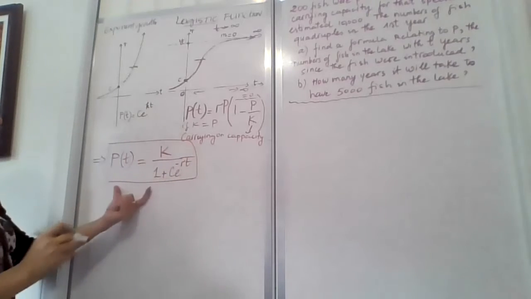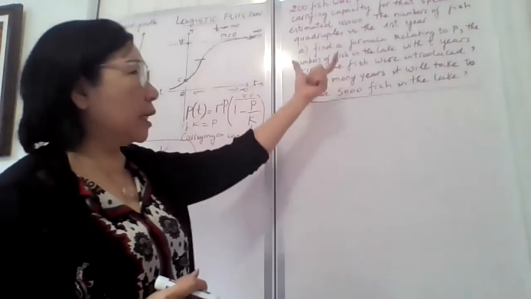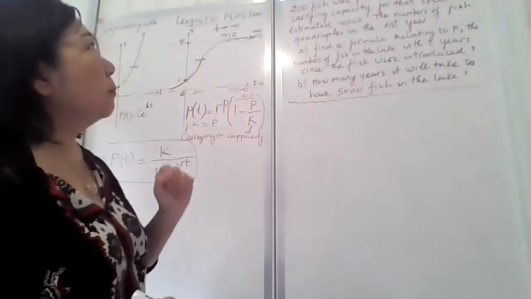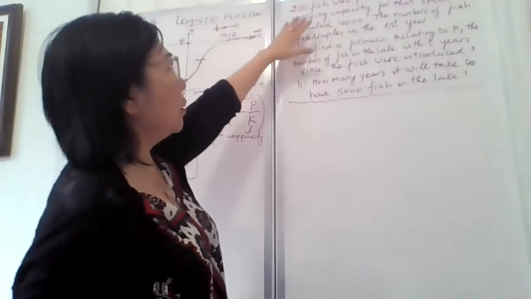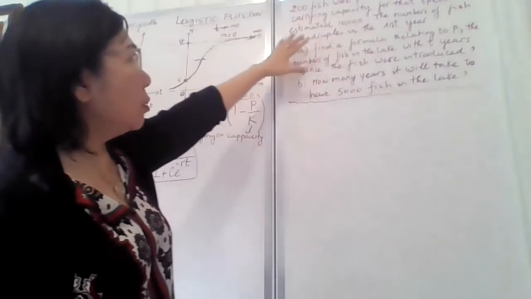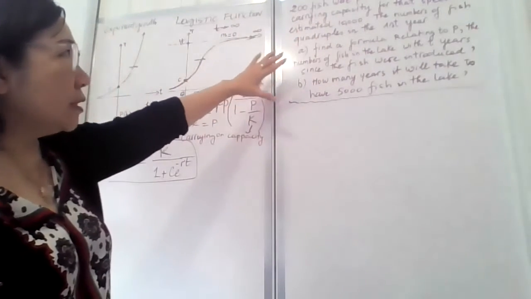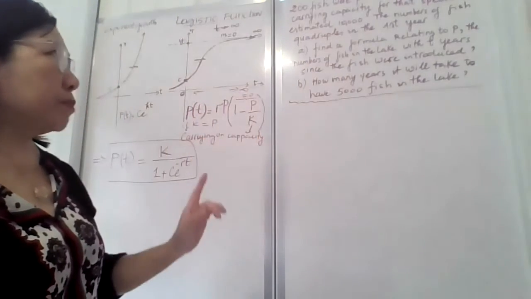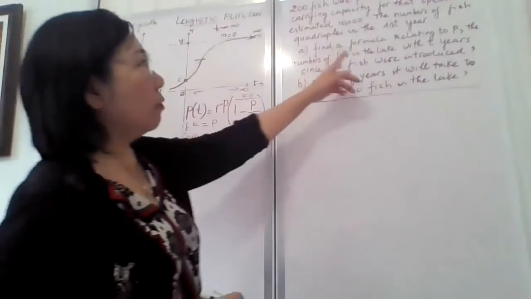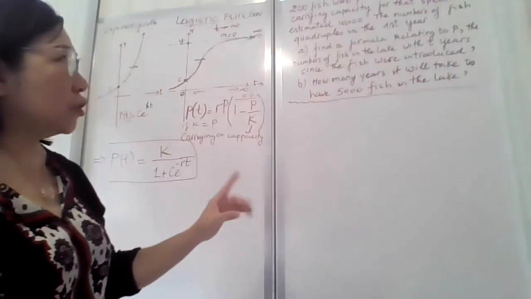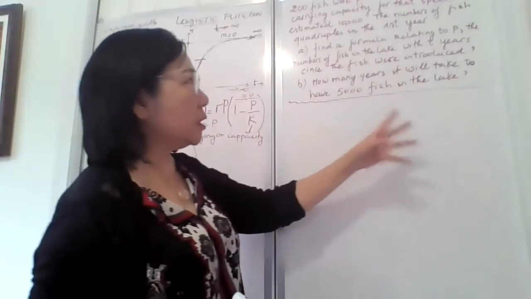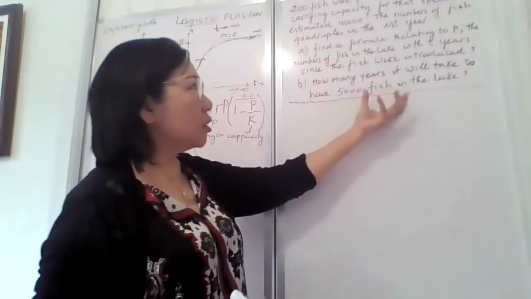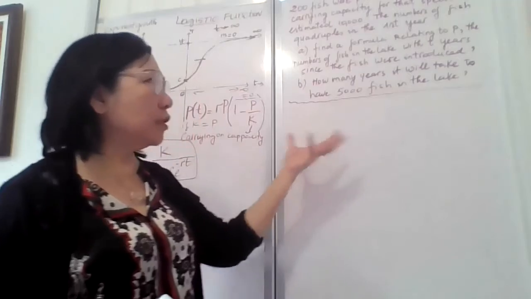Using this formula, we are able to solve something like this. So in our real-life application, you will see something like this: 200 fish were put into the lake, whose carrying capacity for that species is estimated at 10,000. The number of fish quadruples in the first year. Find a formula relating P, the number of fish in the lake, with t years. Since the fish were introduced, how many years will it take to have 5,000 fish in the lake?